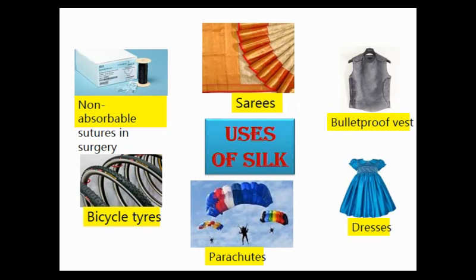In addition to clothing, silk is also used for items such as parachutes, bicycle tires, bulletproof vests and non-absorbable sutures in surgery.